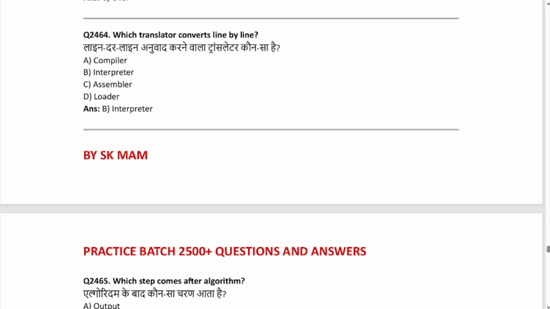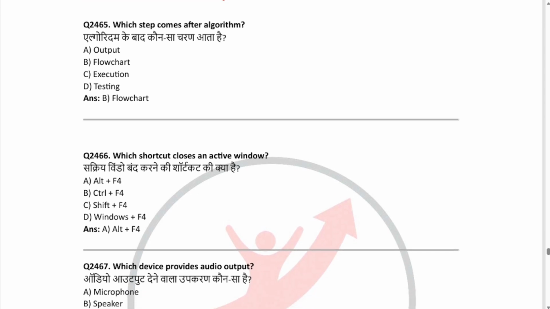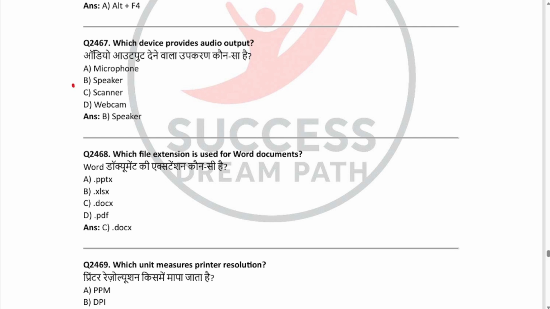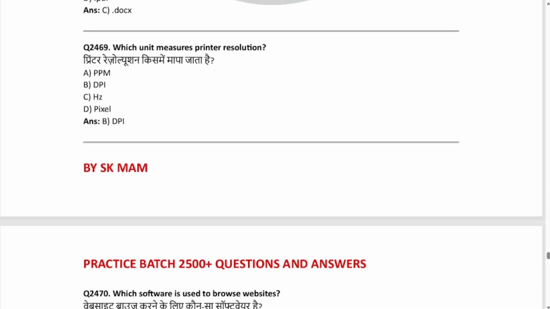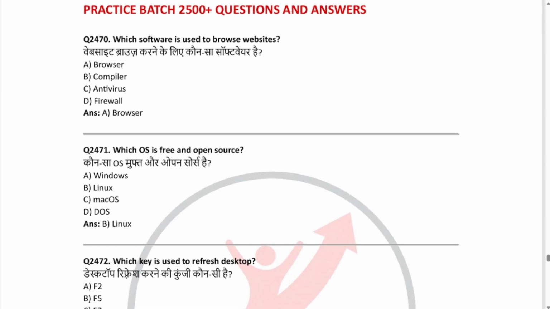Which translator converts line by line? Interpreter. Which step comes after algorithm? Flowchart. Which shortcut closes an active window? Alt plus F4. Which device provides audio output? Speaker. Which file extension is used for Word document? .docx. Which unit measures printer resolution? DPI. Which software is used to browse websites? Browser. Which OS is free and open source? Linux.